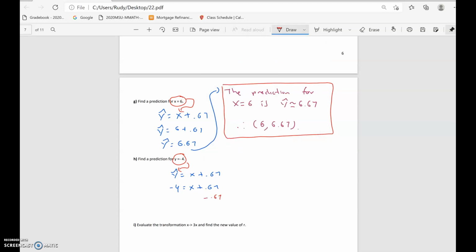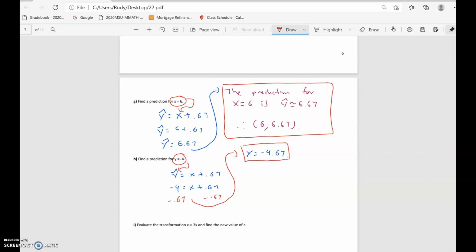the 0.67, which is going to give us that x is equal to -4.67. That would be your predicted value.